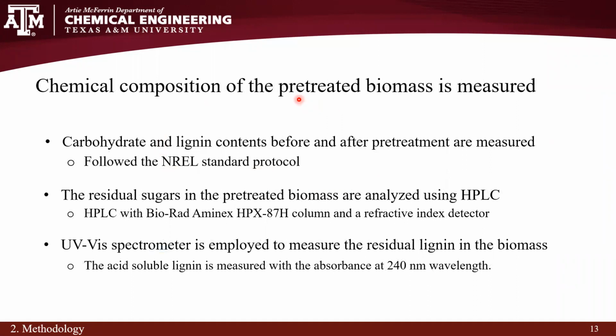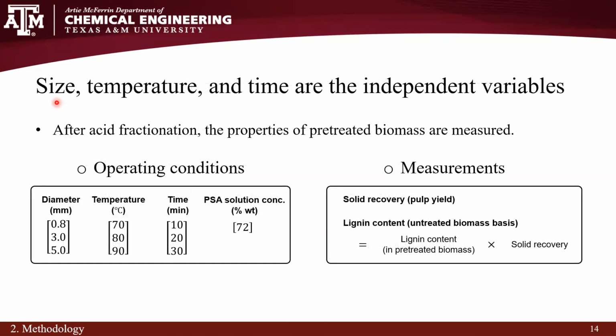And from this treated biomass, chemical composition is measured. Specifically, carbohydrate and lignin content before and after pretreatment are measured following the National Renewable Energy Lab standard protocol. The residual sugars in the treated biomass are analyzed using HPLC with a refractive index detector, and the ultraviolet spectrometer is employed to measure the residual lignin in the biomass, where the acid soluble lignin is measured with the absorbance at 240 nanometer wavelength. And in this experiment, the biomass thickness, cooking temperature, and cooking time are chosen as independent variables.